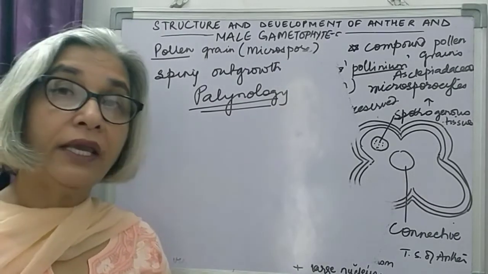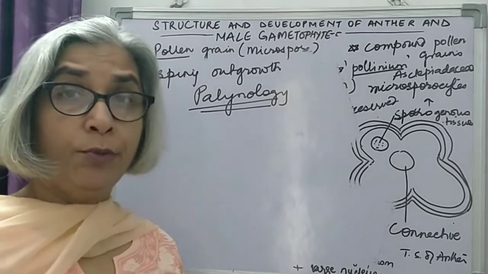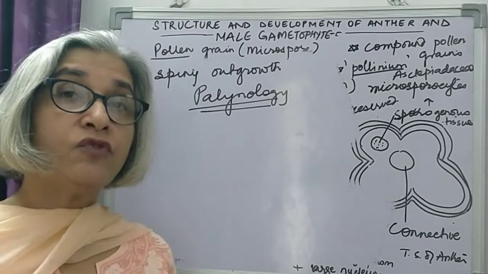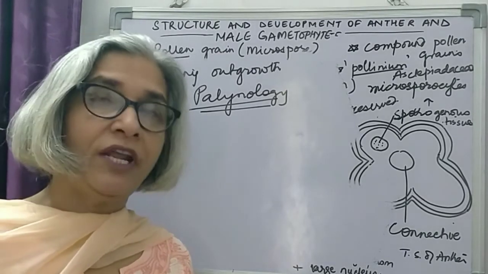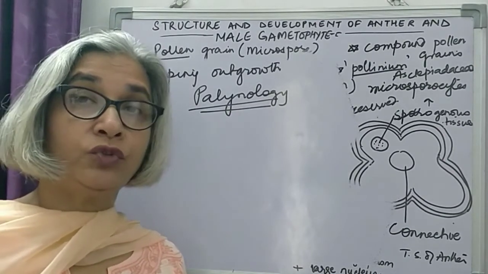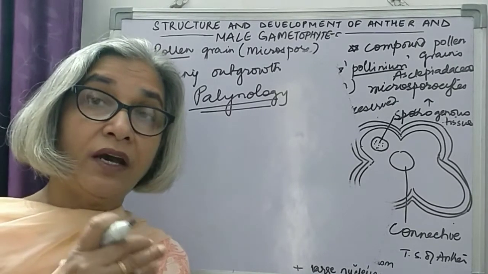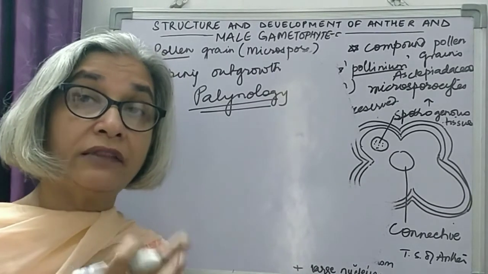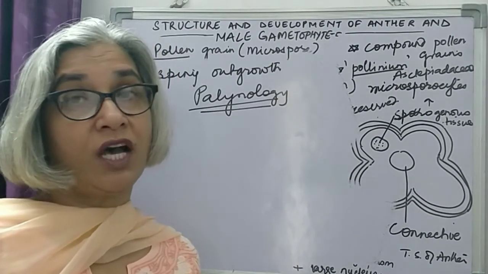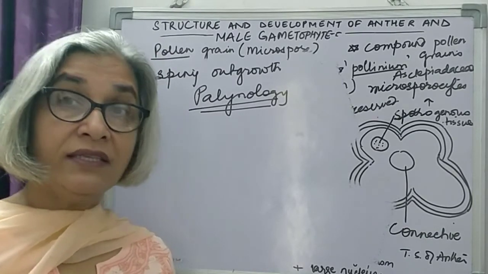Now, pollen grains are very rich in nutrients. They contain carbohydrates, proteins, fats, so they are also used as food supplements in the form of tablets or in the form of syrups, and they are used as food supplements, and they are very important for athletes also. They take that for quick energy because they are rich in carbohydrates, proteins and fats.